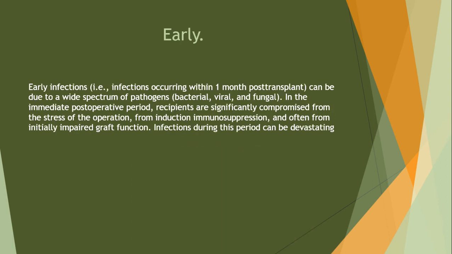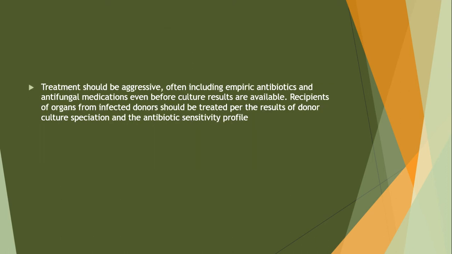Early infections. Infections occurring within 1 month post-transplant can be due to a wide spectrum of pathogens, bacterial, viral, and fungal. In the immediate postoperative period, recipients are significantly compromised from the stress of the operation, from induction immunosuppression, and often from initial impaired graft dysfunction. Infections during this period can be devastating.